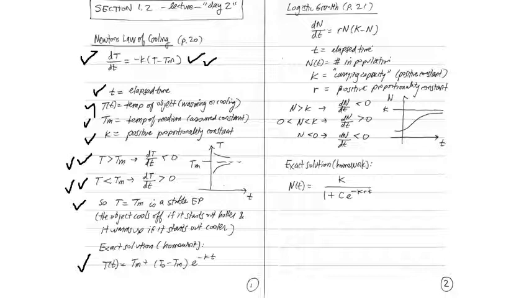For our next example, we're going to look at logistic growth, which is discussed on page 21 in the book. And here's our differential equation. Again, it's a first order differential equation, but now the right-hand side function is nonlinear. We have two equilibrium points, one at N equals 0 and one at N equals K. In this differential equation, t represents the elapsed time. N of t represents typically the number of people in a population. K is a positive constant called the carrying capacity.